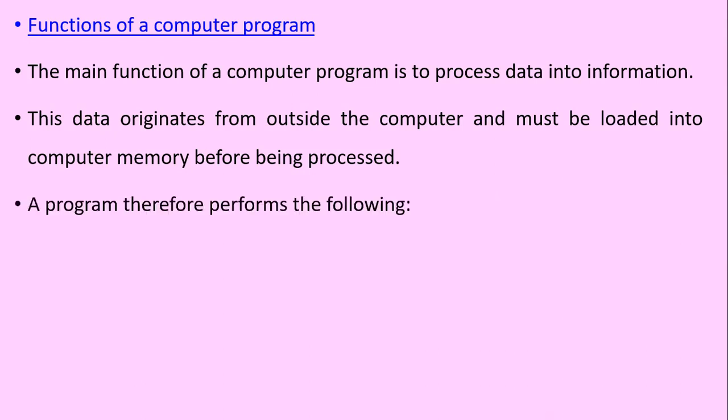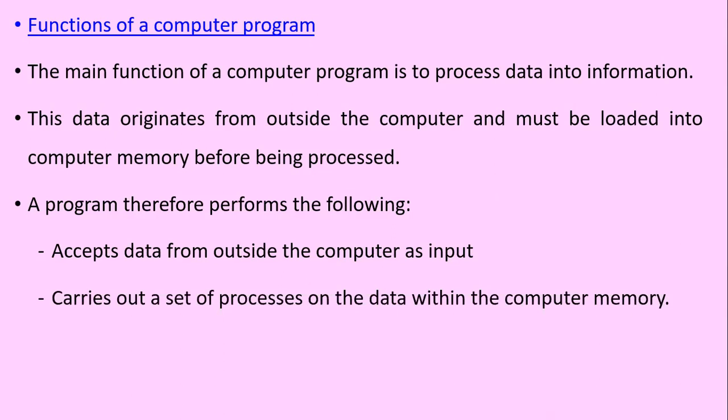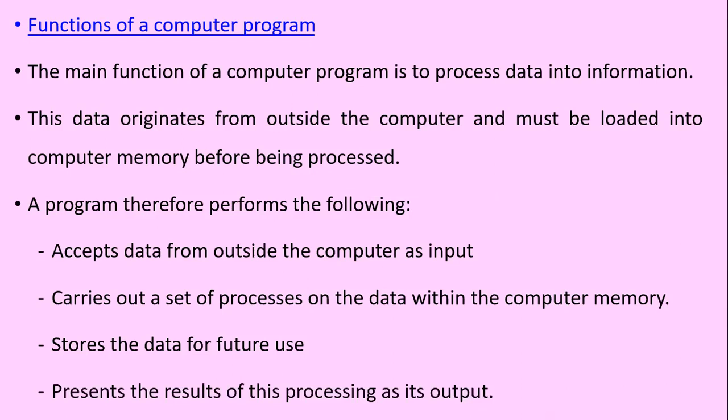A program, therefore, performs the following tasks or activities. Number 1, it accepts data from outside the computer as input. Secondly, it carries out a set of processes on the data within the computer memory. Number 3, it helps store the data that has been attained for future use. And number 4, it presents the results of this processing as its output.